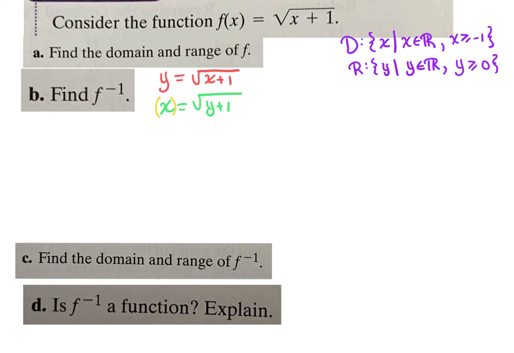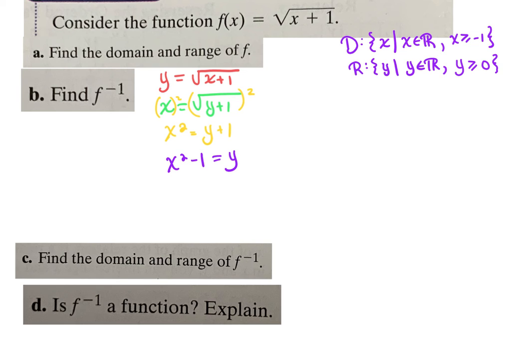And of course, we get rid of the root by squaring it. So I have x squared equals y plus 1. And then subtract your 1. X squared minus 1 equals y.